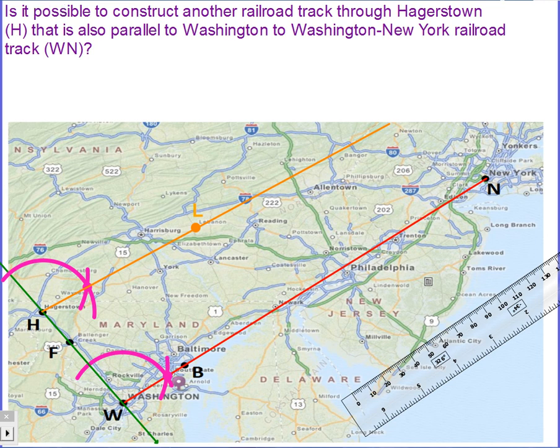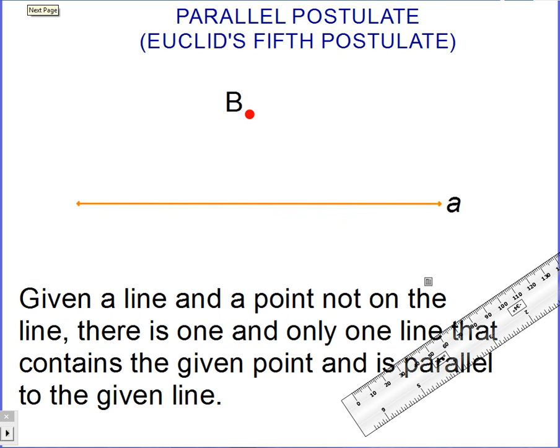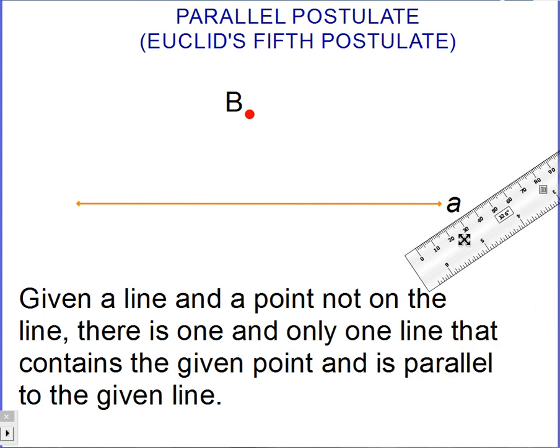So here it's asking, is it possible to construct another railroad track through Hagerstown that is also parallel to Washington, New York Railroad track WN? Oh, I thought we already did that. All right, parallel postulate. Let's check this out. Euclid's fifth postulate. Given a line and a point not on the line, there is one and only one line that contains the given point and is parallel to the given line. All right, so there's only one way. There's multiple ways you could get it, but there is only one line that is parallel to this line that goes through that point.